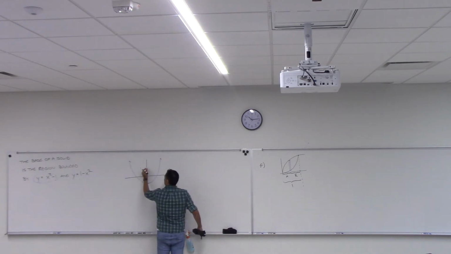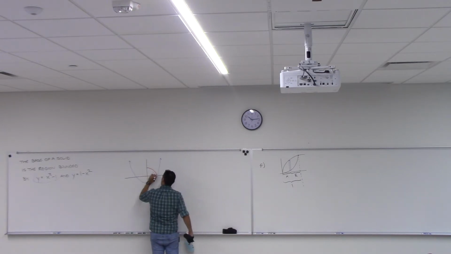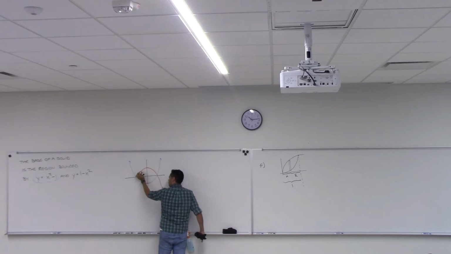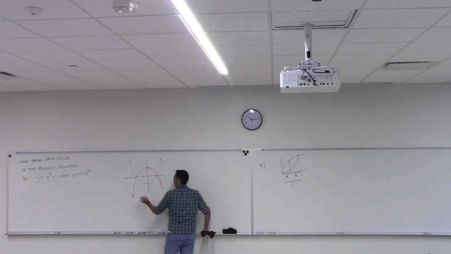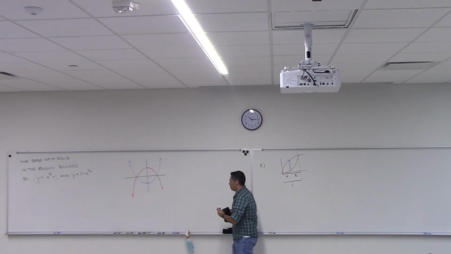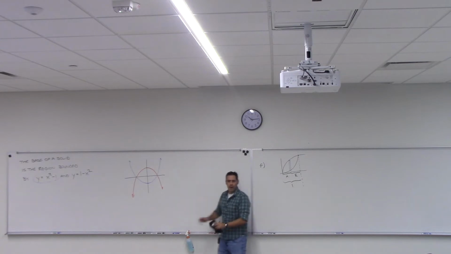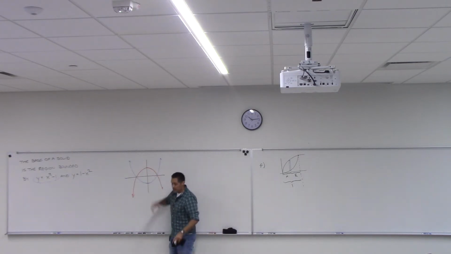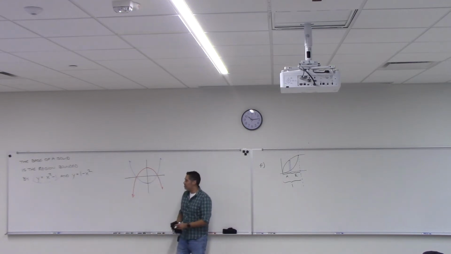All right, so now I'm going to take the other one. That's a parabola, opens down, has been moved up 1, and it goes like this. There's the graph. So do you see the region bounded by the two? That's what the base of this solid looks like. So the bottom of the solid looks like that region.